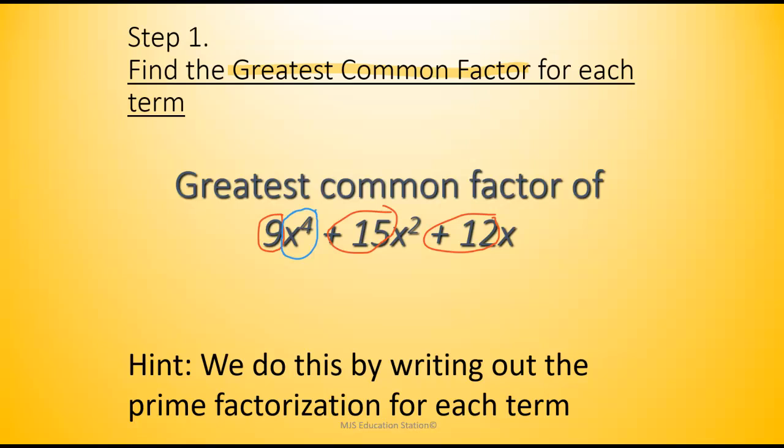The next thing we're going to do is look at the variable. So we have x to the fourth, x squared, and x to the first, or just x. We're going to ask ourselves, how many x's can we pull out of this? In previous years you have just found the greatest common factor using numbers. Now that we have learned our exponent rules from Unit 0A, we're going to be able to also find the greatest common factor of variables.